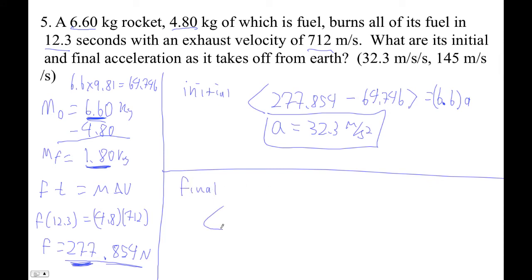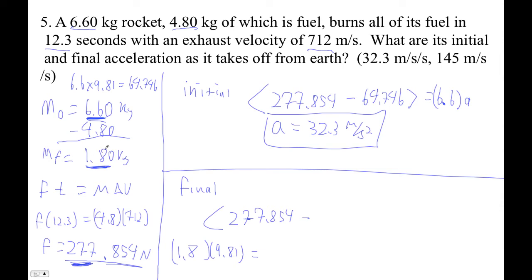And then to get the final, we're going to do the same thing, right? We're going to have the same thrust, 277.854. So we're assuming the rocket thrust stays the same, right? But now we got to figure out what is 1.8 times 9.81. That's the weight, the force of gravity, right?